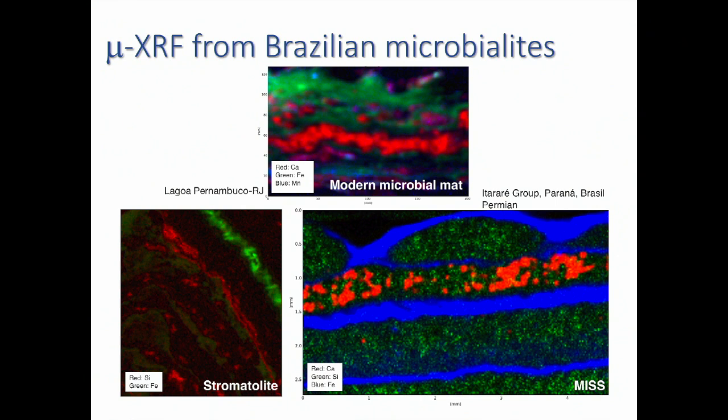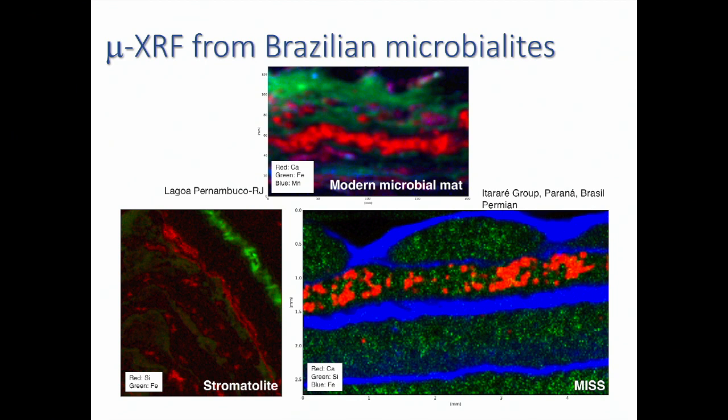And here we can see the differential deposition of elements. On the red, we have calcium. On the green, we have iron. On the blue, we have manganese. Here we also have, on the green, iron. On the red, we have silica. And here, on the blue, we have iron. On the red, we have calcium. On the green, we have silica as well.